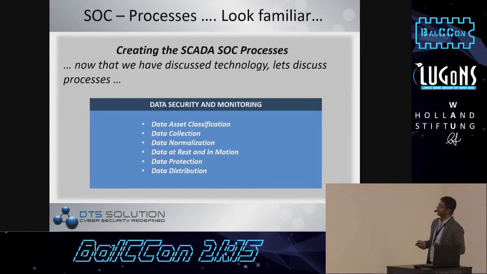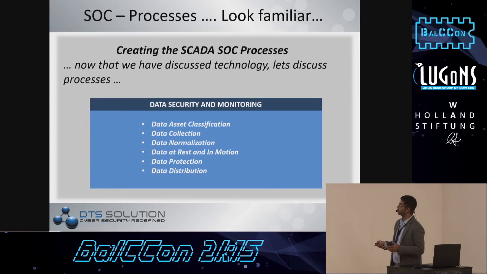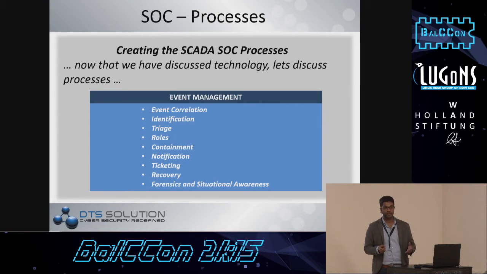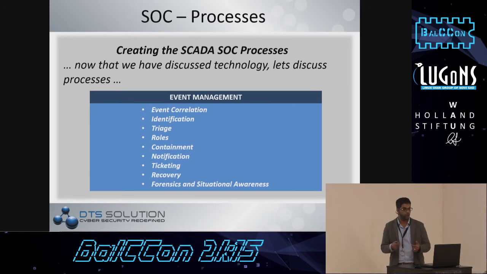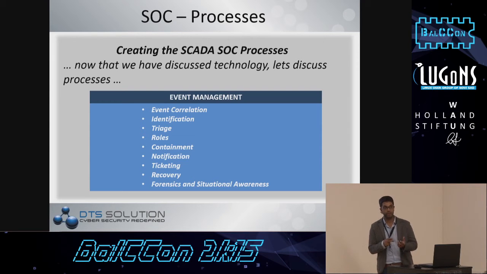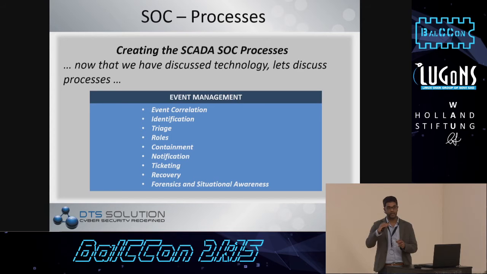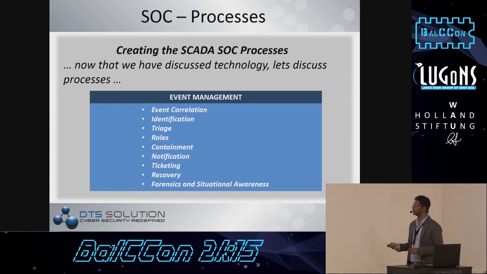So it's very important to build security operations center processes. So things like data security monitoring, asset classification, normalization, data at rest, event management, right? So to be able to do comprehensive security operations, you need to know the different types of logs that are, for example, simply generated by Windows machines. You have security logs, you have system logs, you have event logs. Each of these different types of logs generates different types of event IDs. So it's very important that whenever you're, for example, configuring a Cisco switch or a Cisco router to send logs, you know exactly the type of logs that should be sent to the centralized logging solution.